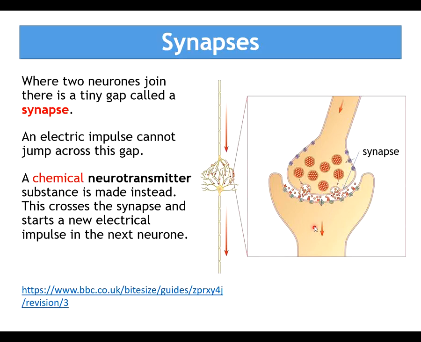Why we have the synapses is so that the relay neurons and the sensory neurons can communicate with lots of different motor neurons. And there's a good video on the BBC Bitesize which we will link so that you can go and watch that as well.